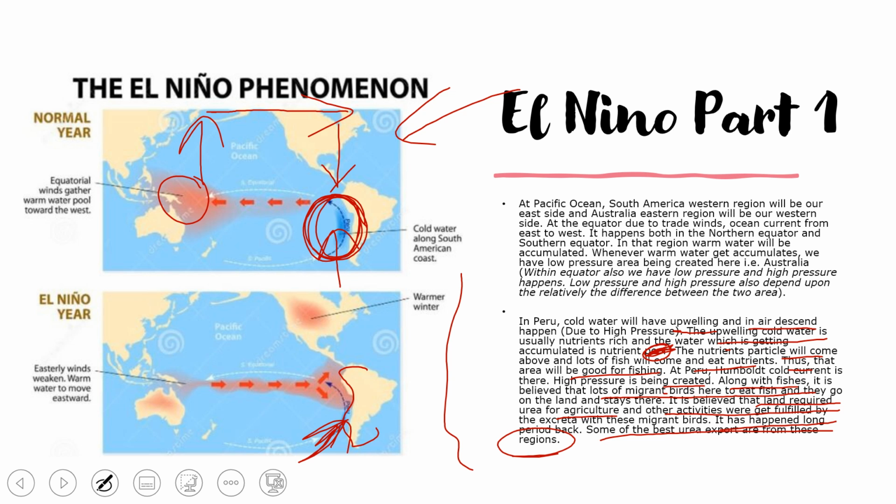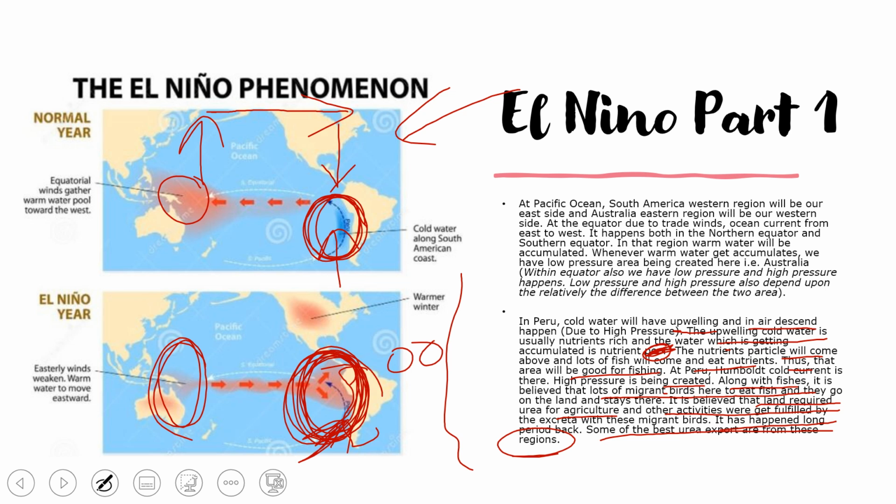But in the El Nino condition, this does not happen. This area will be a low pressure zone and this area will be a high pressure zone. So ultimately your fishing will be affected. Cold water will not rise above, because this area will be warm water. Warm does not mean boiling water, it is compared with the ocean. So nutrients will not rise above with the fishes.